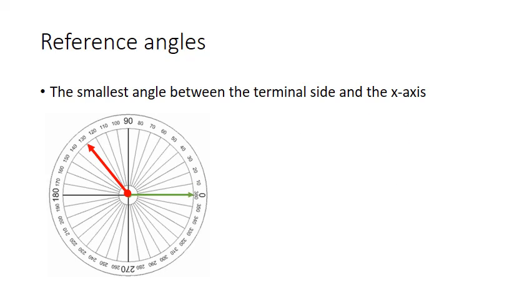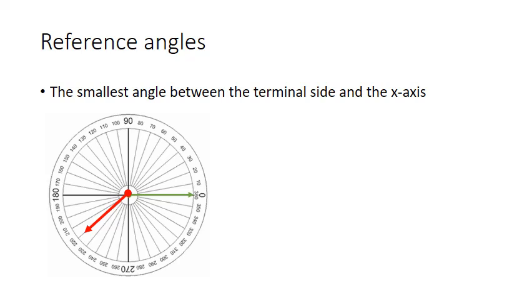Reference angles are the smallest angle between the terminal side and the x-axis. So let's say we take this angle, 130 degrees, and we need to find the reference angle. The reference angle would be the angle that's the smallest distance to the x-axis. So in this case, this is the smallest distance to the x-axis. So our reference angle here would be 50 degrees. We say 50 because there's a difference of 50 between 130 and 180. So our reference angle again here is 50 degrees.